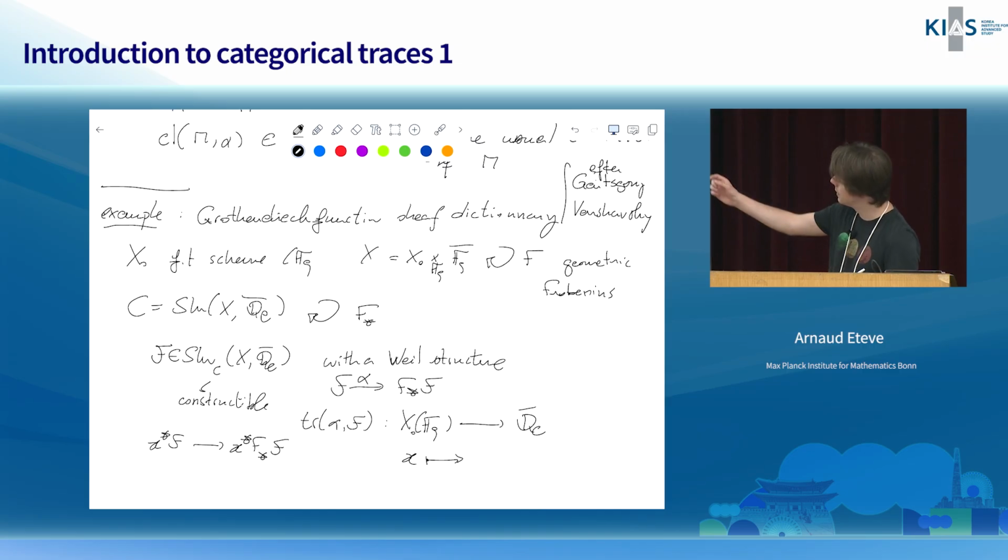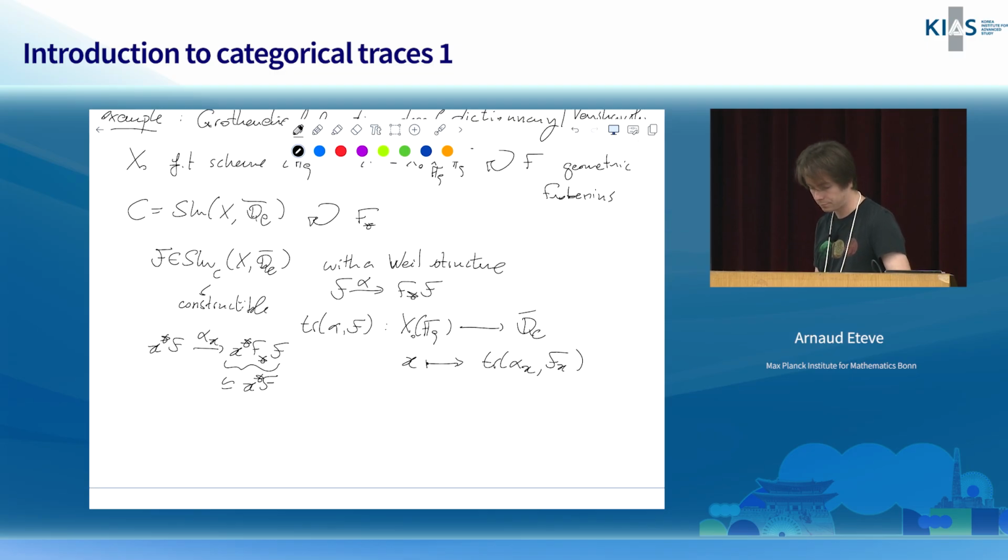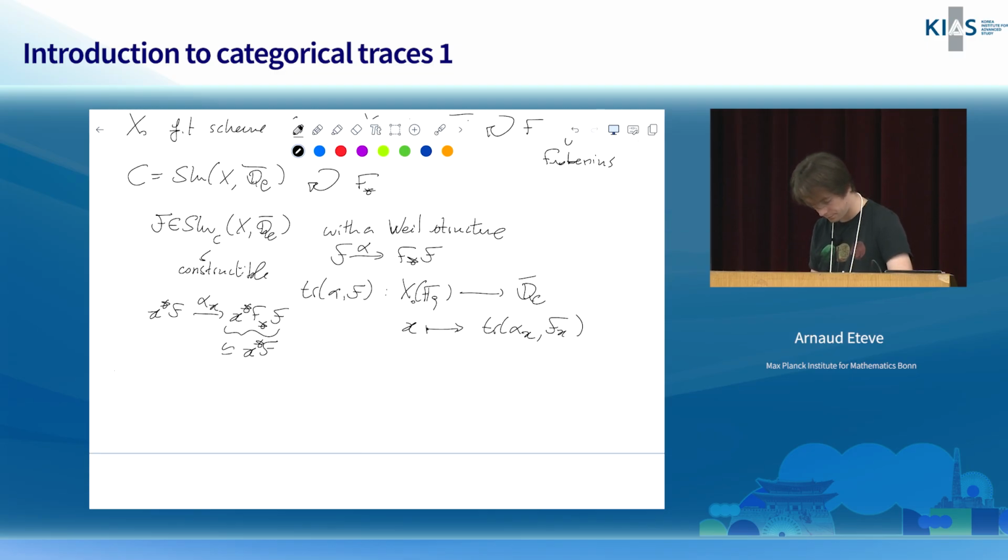And then since x is stable under the Frobenius, this is the same as x upper star of f. And so you send small x to the trace of alpha on the stalk at x. All right. Okay, and so the game now is to try to reconstruct this map in terms of categorical traces.